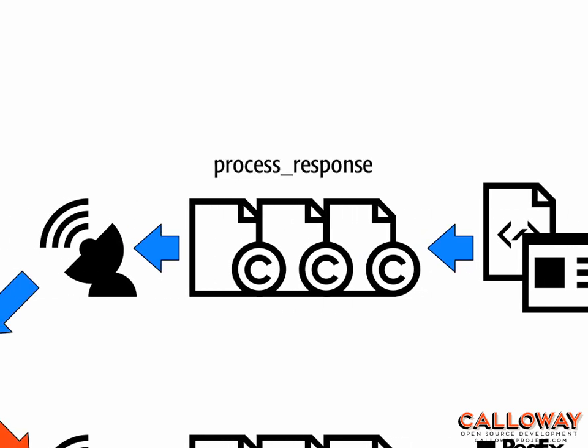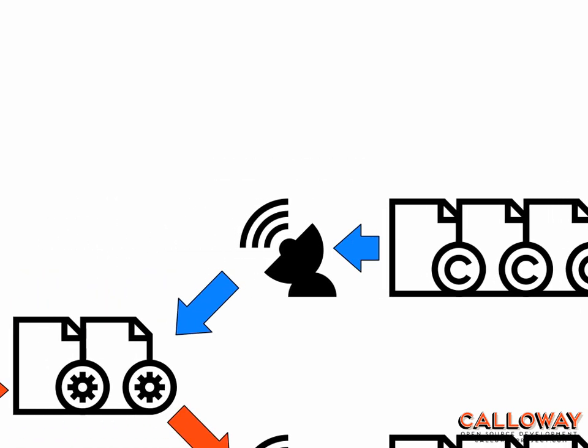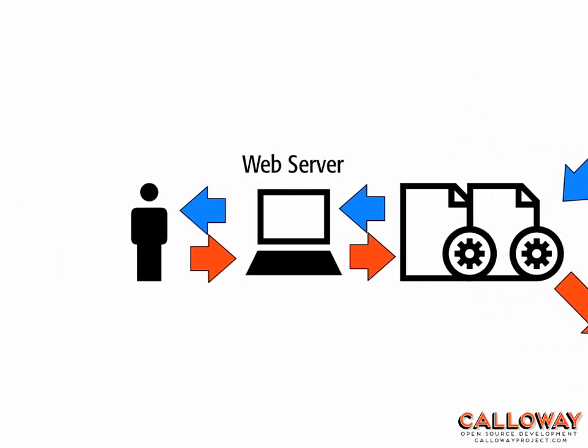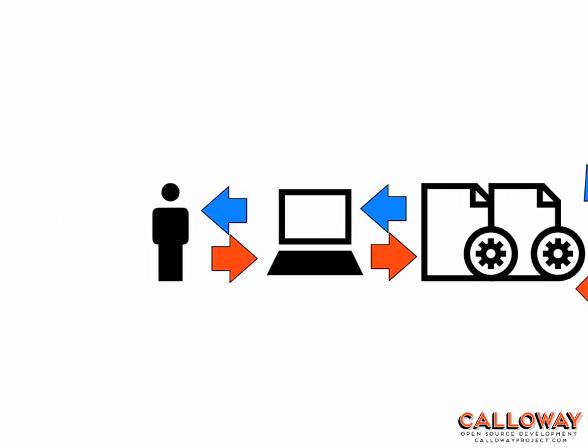The final response goes through the middleware again in reverse order, calling the process response method. Django emits the request finished signal just before Django sends its response back through the WSGI stack. The WSGI stack hands off the response to the web server, which sends it to the user.